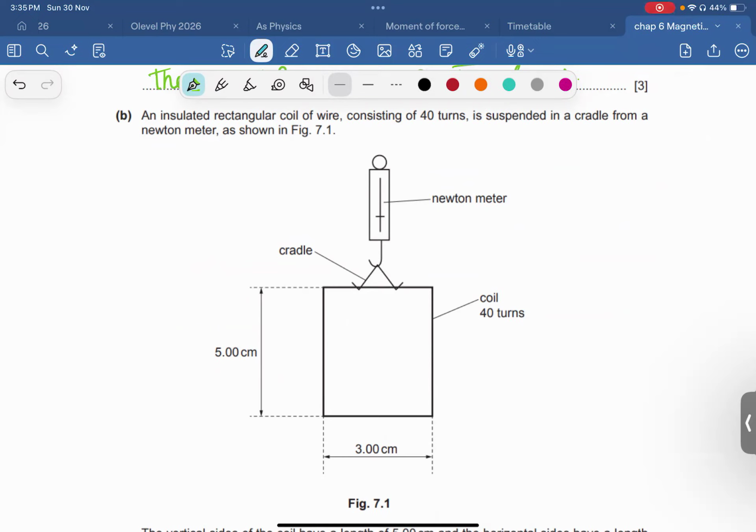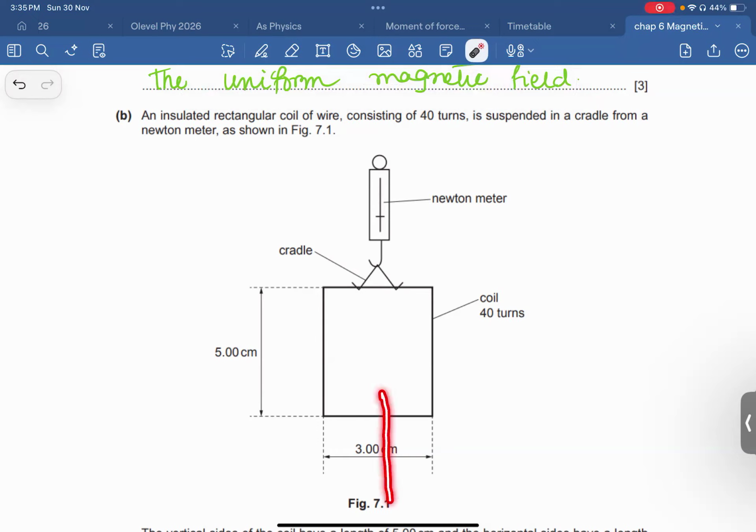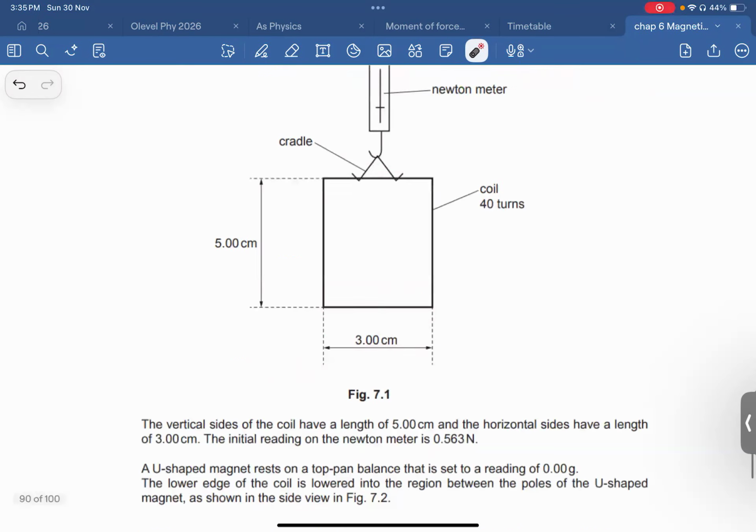An insulated rectangular coil of wire consisting of 40 turns is suspended in a cradle from a Newton meter as shown in figure 7.1. Okay, basically what the Newton meter does is it just registers the weight, how much the coil weighs, right?